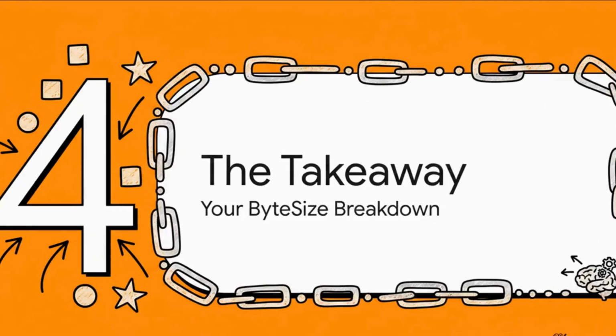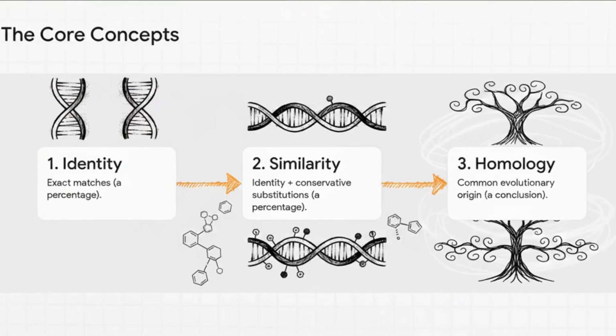All right, let's bring it all home. If you only take away one thing from all this, make it this next part. This is your bite-size breakdown. Okay, number 1, identity. That's just your exact matches. It's a percentage. Number 2, similarity. That's your identity plus those conservative, chemically similar substitutions, also a percentage. And finally, number 3, homology. That's the big evolutionary conclusion you make based on the data. It is not a percentage.